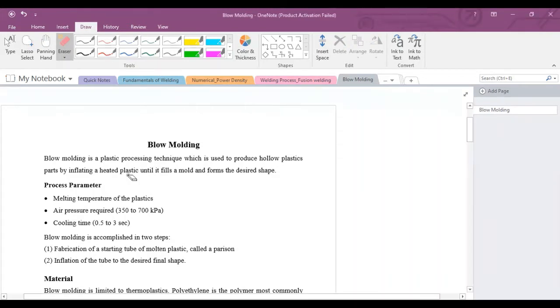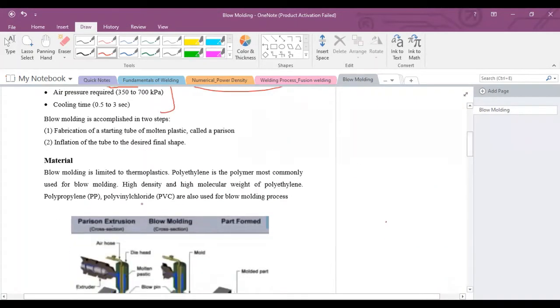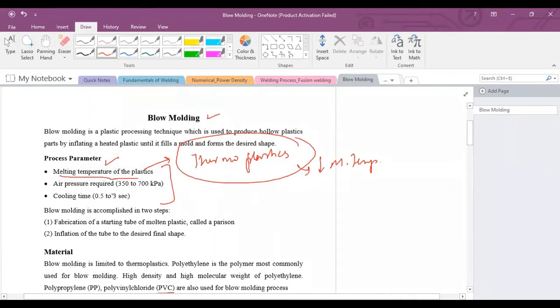Blow molding has three main important parameters which are to be considered during the process. What's the melting temperature of the plastic? Normally, the plastic here is thermoplastics. Thermoplastics are used in blow molding because of the low melting temperature. And this temperature varies with material type, like polyvinyl chloride PVC, polypropylene PP, and polyethylene. All these material types have different melting temperatures.